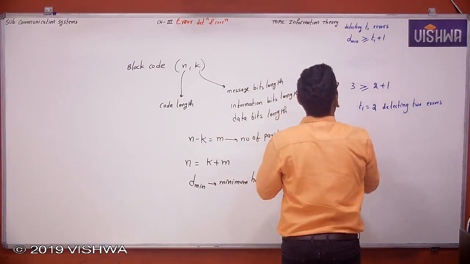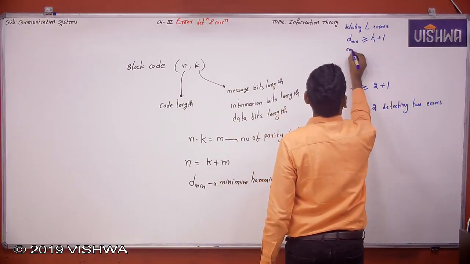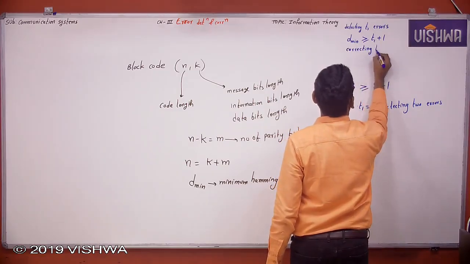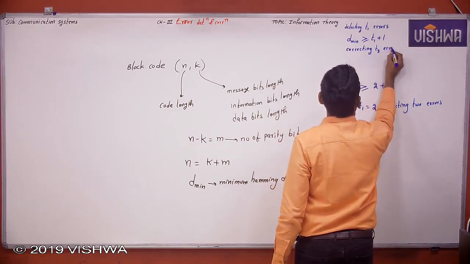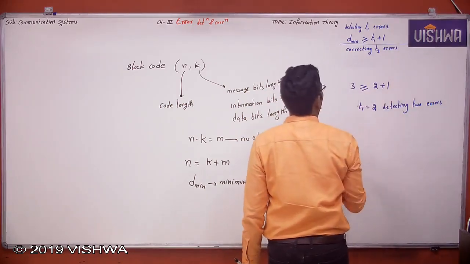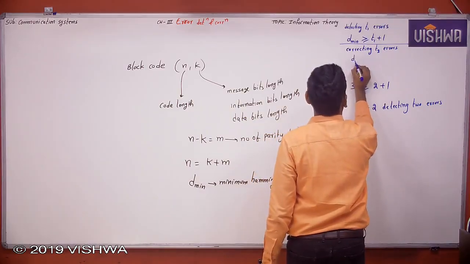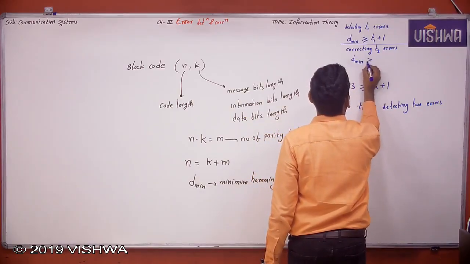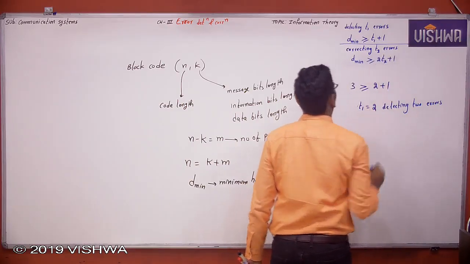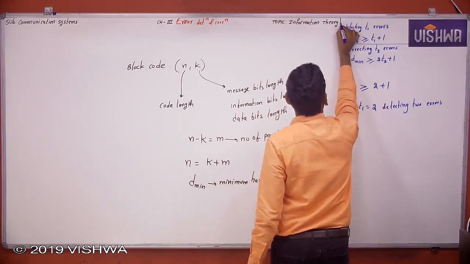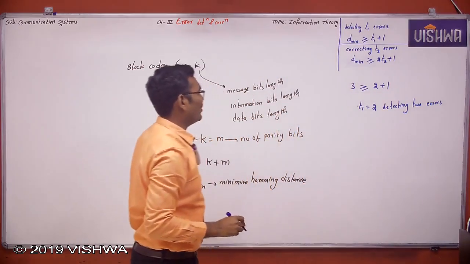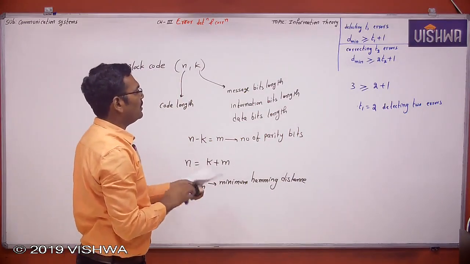Now, for correcting t2 errors, the following condition is satisfied. So d minimum is greater than or equal to 2 times t2 plus 1 for correcting t2 errors. Now, the following condition should be satisfied.